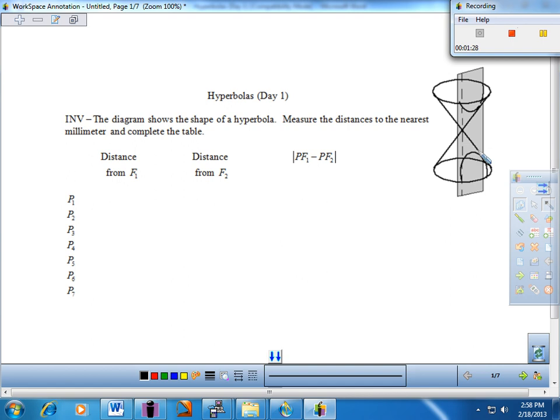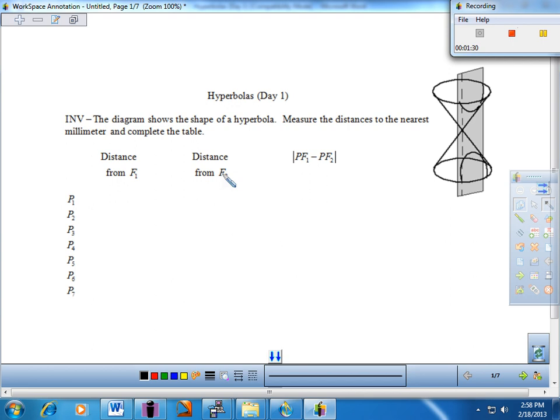So I picked just 7 points on that hyperbola there, and I'll have to go to my next screen. What I'm going to ask you to do, of course, is pick, you don't have to do all 7, to be honest. I would go with at least 3 or 4, though, and then measure the distance to the first focus. Obviously, that's this piece right here. And then measure the distance to the second focus. That's this piece right here.